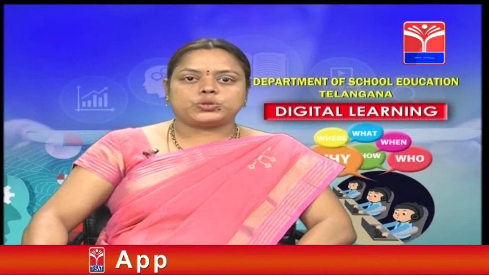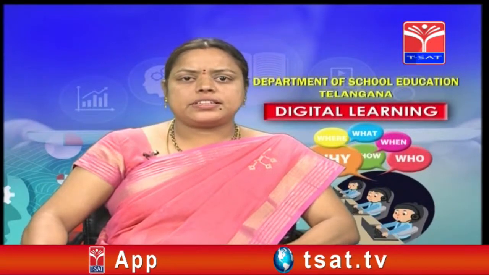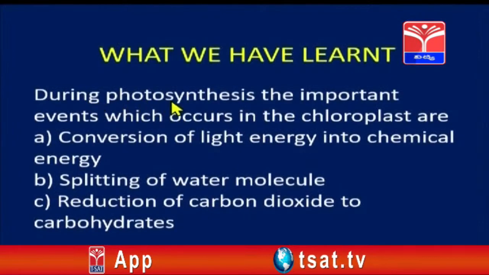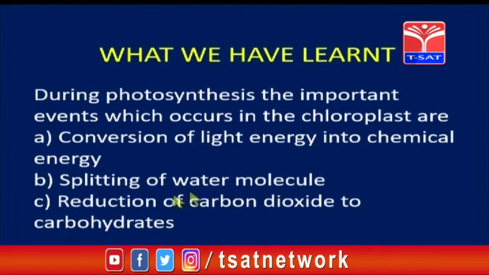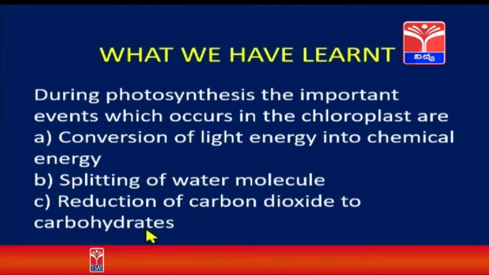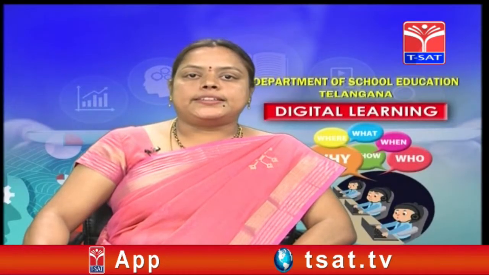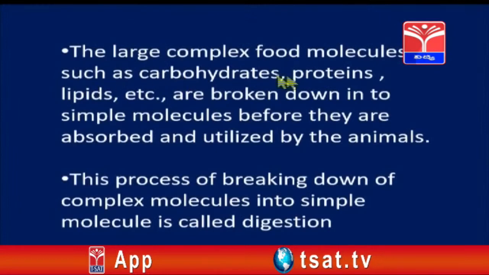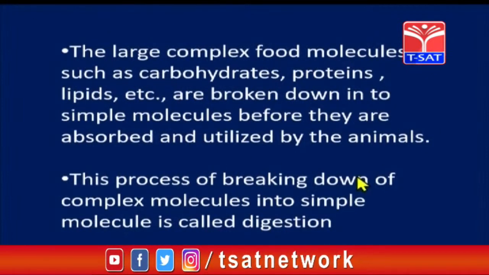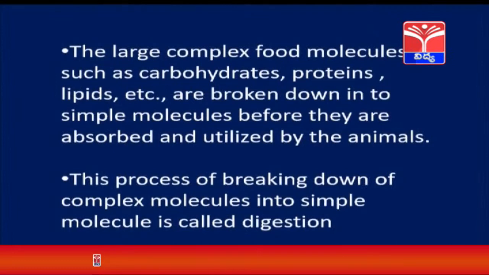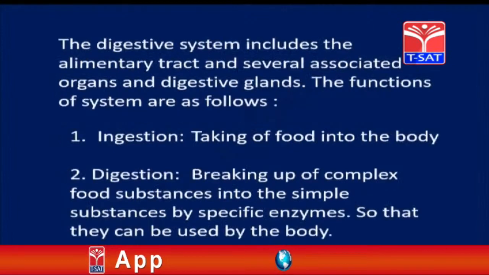Children, let us go through the topic which we have discussed till now. During photosynthesis, the important events which occur in the chloroplast are conversion of light energy into chemical energy, splitting of the water molecule, and reduction of carbon dioxide to carbohydrates. The large complex food molecules such as carbohydrates, proteins, lipids, etc. are broken down to simple molecules before they are absorbed and utilized by the animals. The process of breaking down complex molecules into simple molecules is called digestion. The digestive system includes the alimentary tract and several associated organs of digestive glands.